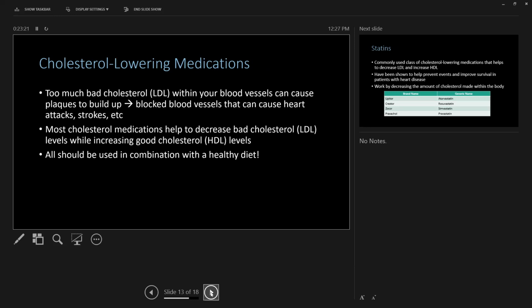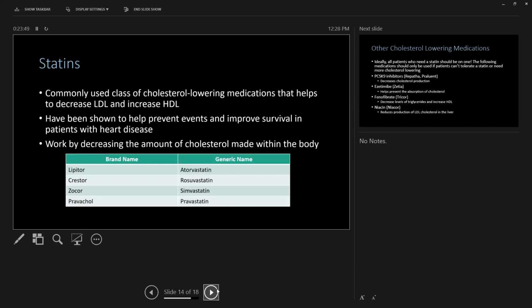So we have a few cholesterol medications, and most of them help to decrease the bad cholesterol, which is LDL, whilst increasing the good cholesterol, which is HDL. And of course, no drug is a perfect solution and does everything on its own. So all of these do need to be used in combination with a healthy diet to help decrease cholesterol levels. So really the mainstay of our cholesterol treatment is a class of medications called statins.